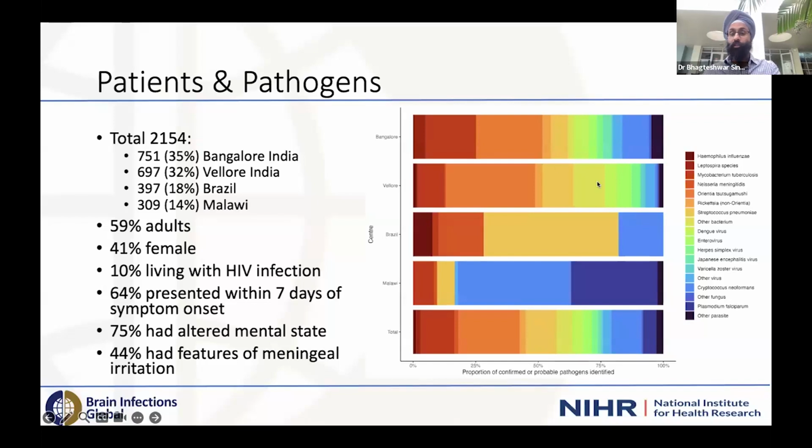We found a range of pathogens, colors of the rainbow here, probably not enough time to go through them, but around 60% overall were bacterial, and therefore the vast majority of what we found was treatable, including some treatable viruses, parasites, and fungi. And here's just some characteristics of the patients that you can scan through.